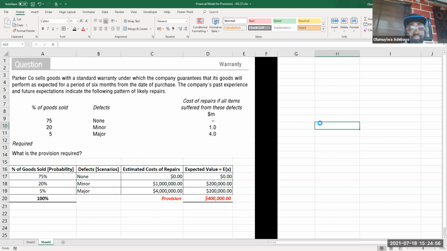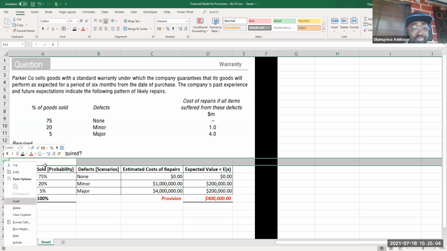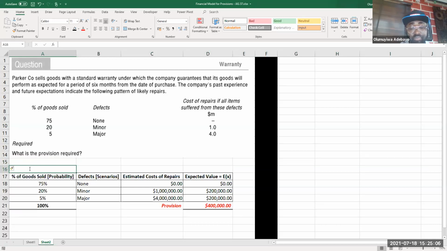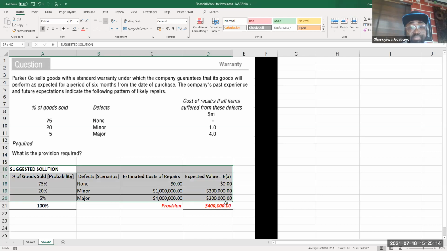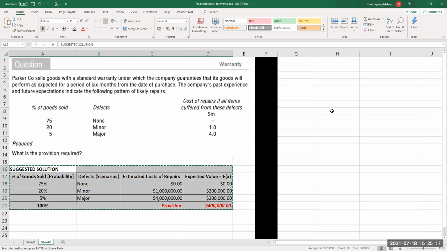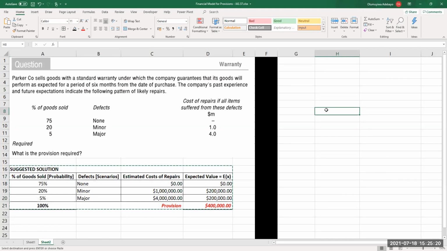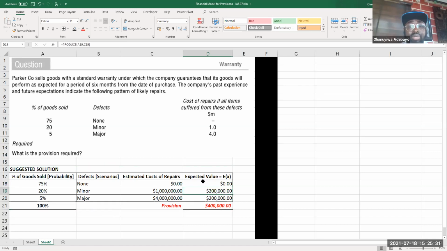Does that make sense, please? Any question about that? Is that clear? Yes, sir. My only question is, are we just using a percentage of the estimated cost of repairs, or is it that formula for the expected value? Because I am not tallying the formula to this. Okay, what is the formula? Let me copy the formula.